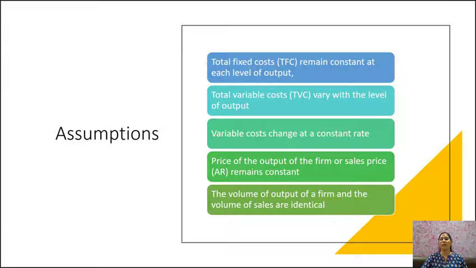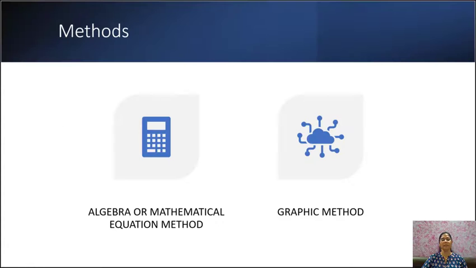Third is the price of the output of the firm, or sales price, remains constant. Thus, change in total revenue and total output is at a constant ratio. Next is the volume of output of a firm and the volume of sales are identical.